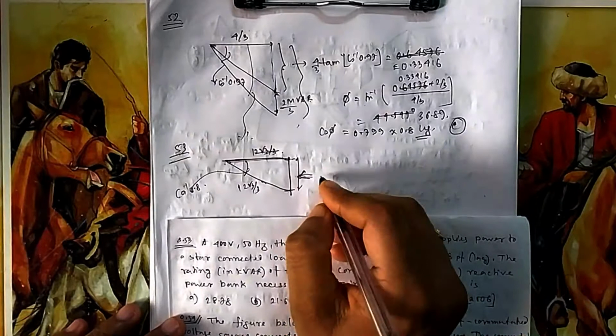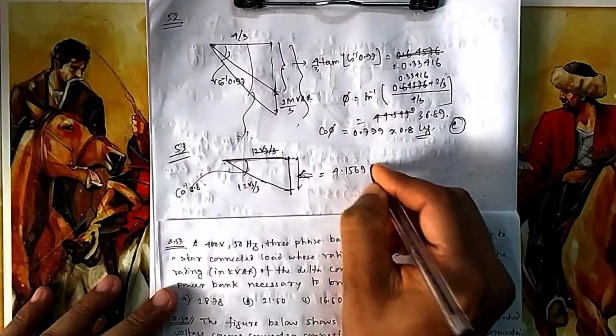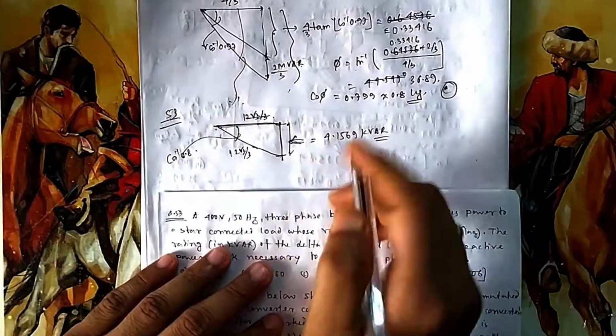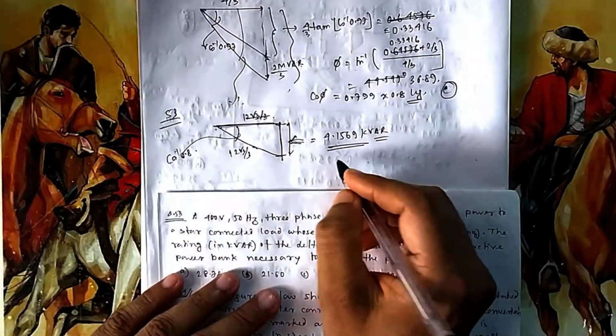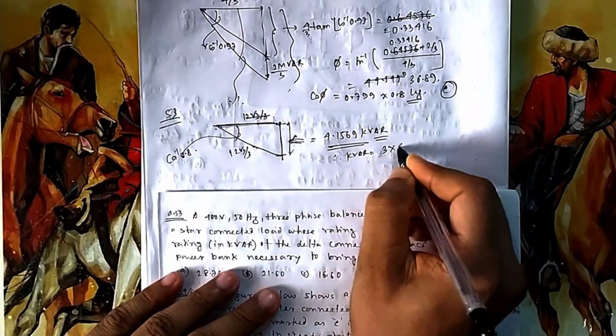Now let me calculate what this one is. This will be equal to 4.1569 kVA. Now this is per phase. So if you want to go for 3 phase, the total kVA required will be 3 into 4.1569.